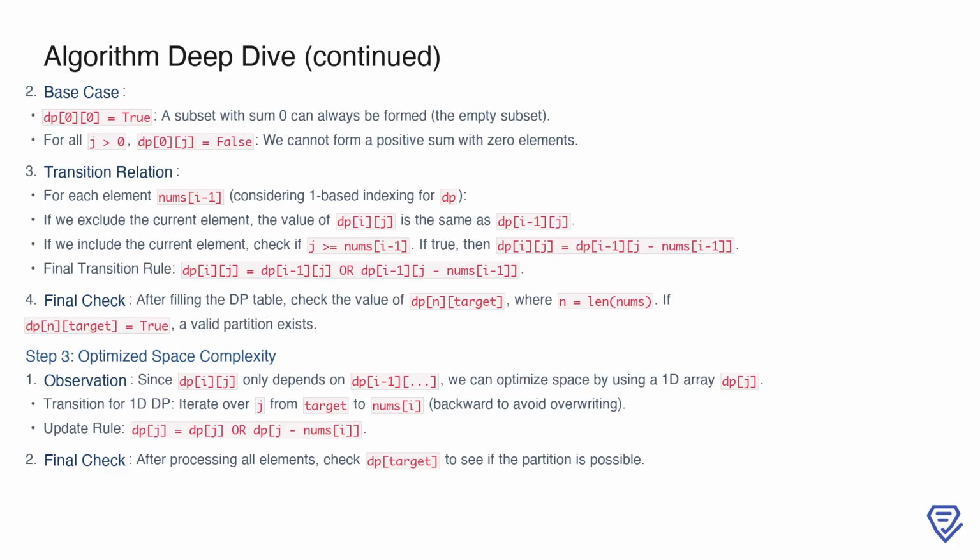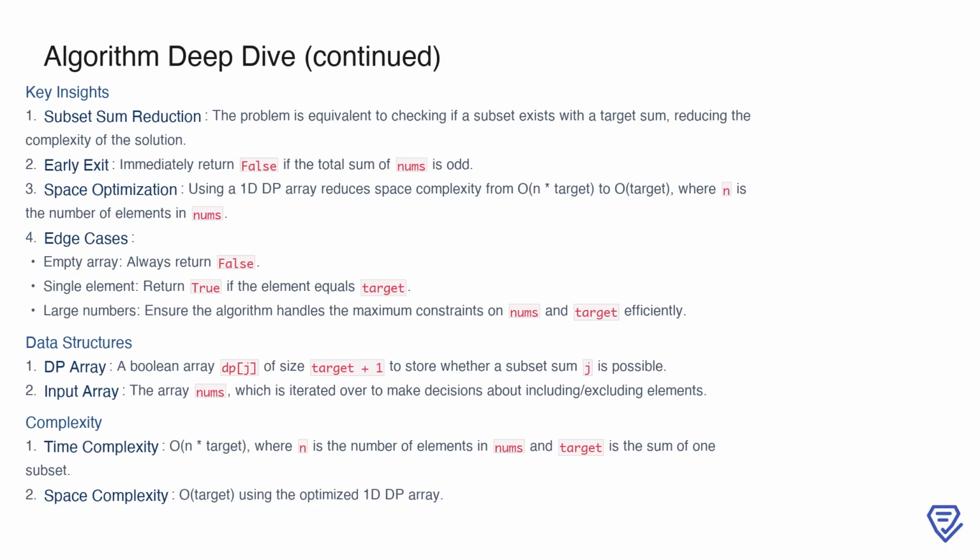Now let's highlight some key insights behind the algorithm. First, the problem is effectively reduced to a subset sum problem, which simplifies our approach significantly. Another important detail is to exit early if the total sum of the array is odd, as this guarantees that no valid partition exists. Additionally, we can optimize the space complexity of the solution. Instead of using a 2D DP table, we notice that each state in the table only depends on the previous row, which allows us to use a 1D array to save memory.